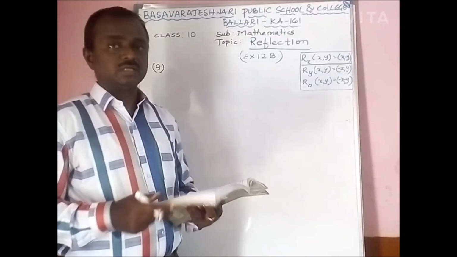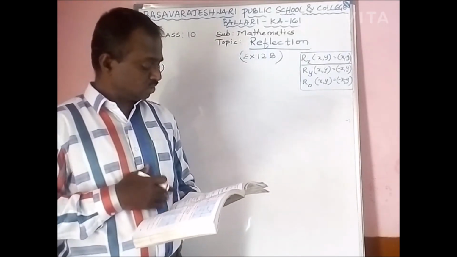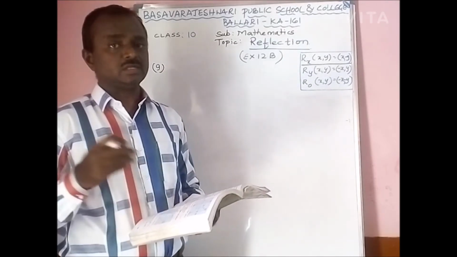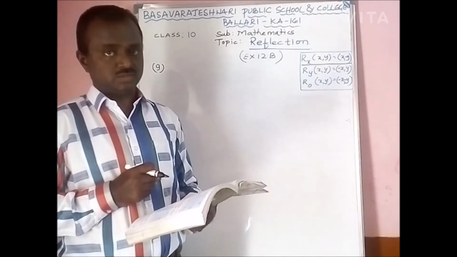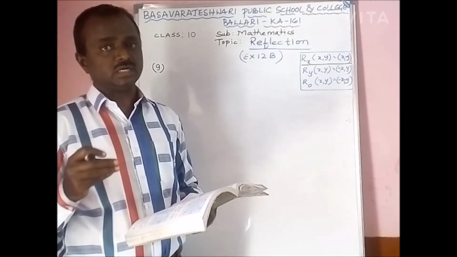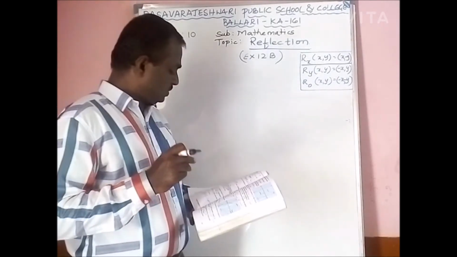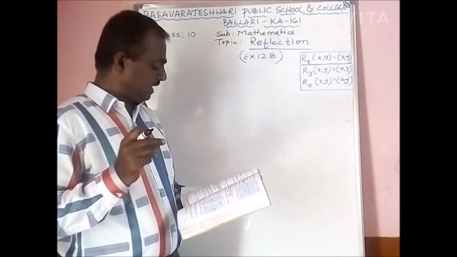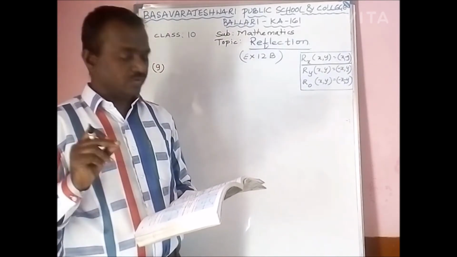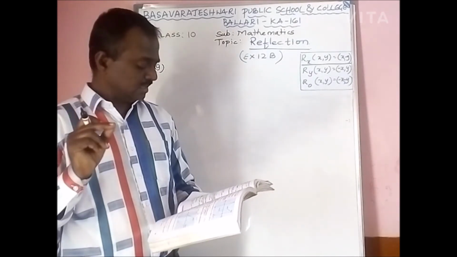So today's session we will continue with exercise 12b, question number 9. I hope that you are all ready with graph books, okay? Because all these questions you have to do in a graph book only. So use the graph paper for this equation. Take 2 centimeter is equal to 1 unit on both x and y axis. They mentioned the scale, so you have to take the same scale.